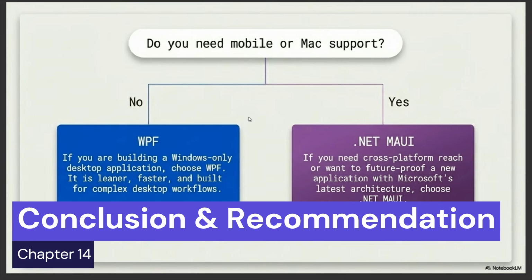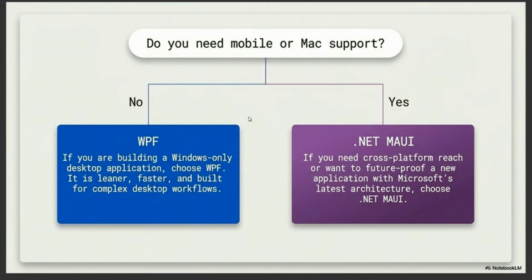Let's wrap this up. We have built the same inventory application in both WPF and .NET MAUI. Both frameworks use XAML and C#. Both support MVVM architecture and both are backed by Microsoft. Here's my recommendation. If you are building a Windows-only desktop application and don't need mobile support, choose WPF. It's leaner, faster, and has better desktop-specific controls. If you need cross-platform support or you are building a new application and want to future-proof it, choose .NET MAUI. Yes, it's newer and the ecosystem is smaller, but it's where Microsoft is investing for the future of cross-platform development.